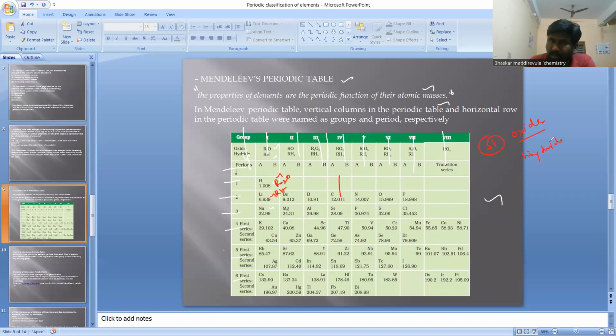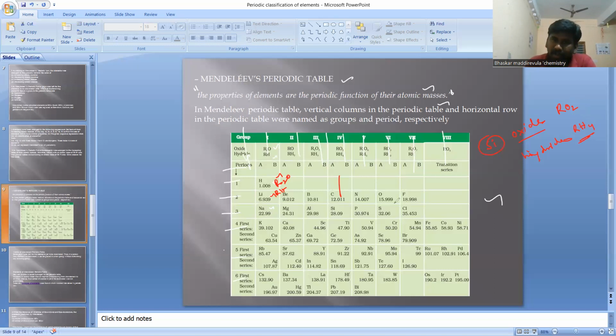Hydrates. Okay. So silicon will give RO2 type oxides and RH4 type hydrates. You have to remember this. Definitely you have to remember this, as the last question was like this.